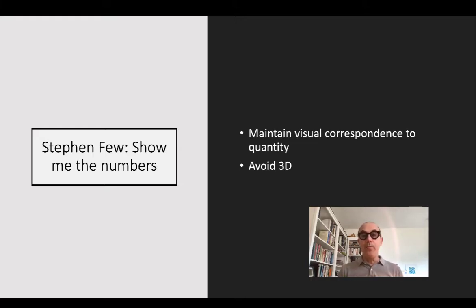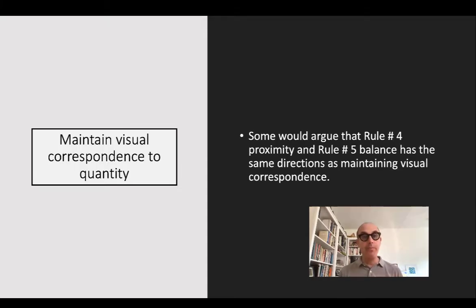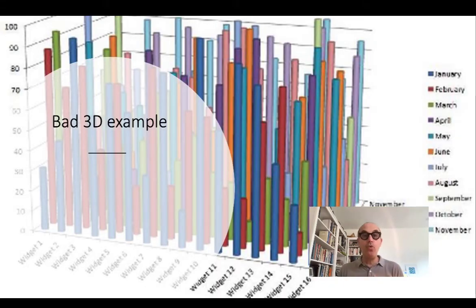In our textbook, one of the things we often use to discuss is to maintain visual correspondence to the quantity of the data and avoid 3D at all costs. Some would argue that rule number 4, proximity, and rule number 5, balance, have the same direction as maintaining visual correspondence, and that might be true.